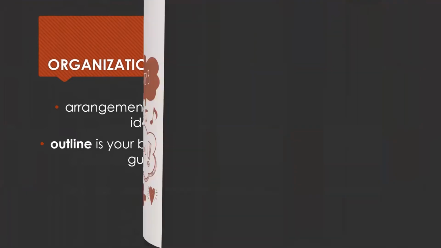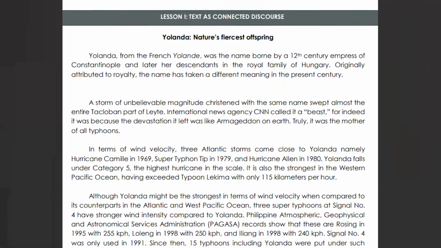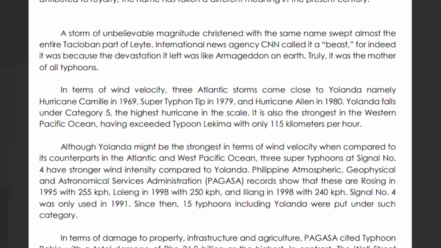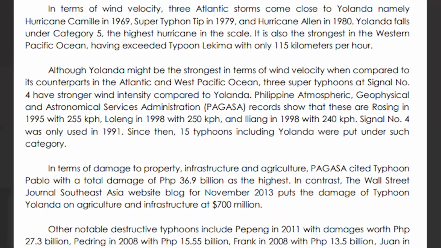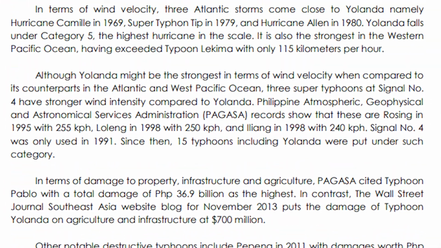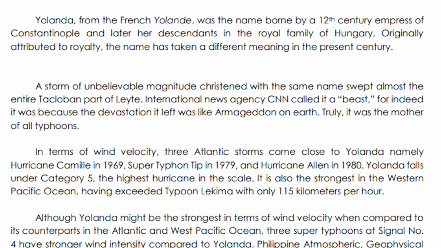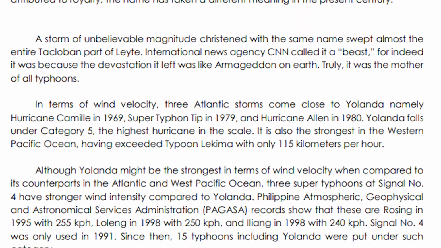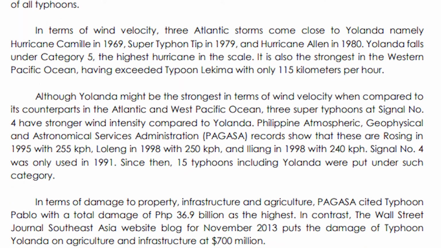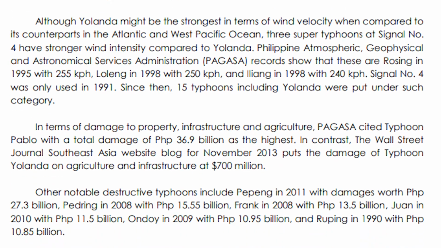Considering the sample text, it has achieved organization since ideas are arranged logically. The text started with a short background of the name Yolanda, then mentioned a typhoon with the same name. The next paragraphs talked about Typhoon Yolanda, from its wind velocity to its damage to property to the number of deaths.